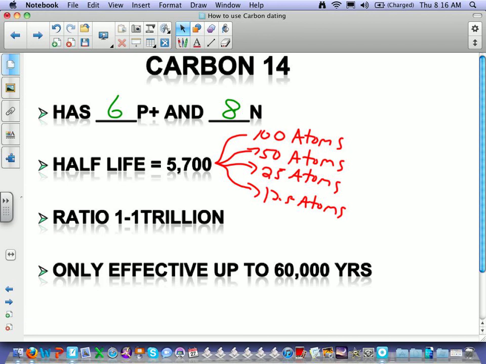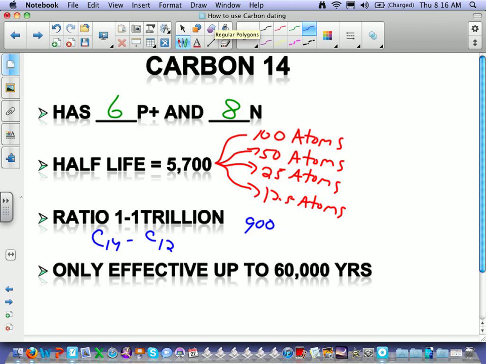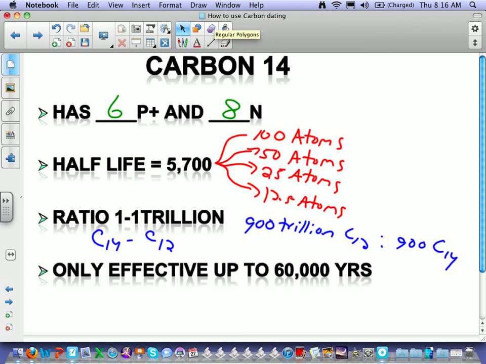The ratio of carbon 12 to carbon 14 is 1 carbon 14 to 1 trillion carbon 12. So a sample that's created today would have, let's say, 900 trillion carbon 12, therefore it would have 900 carbon 14. This is an unbelievable simplification of this process, but still, it's good for our purposes.